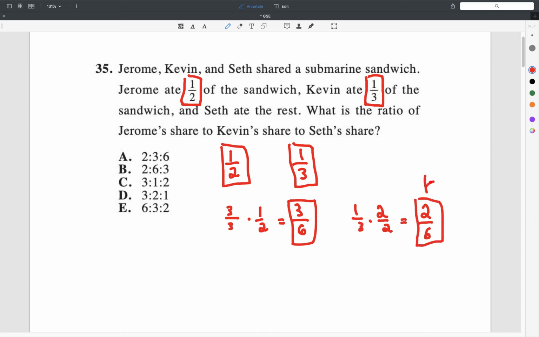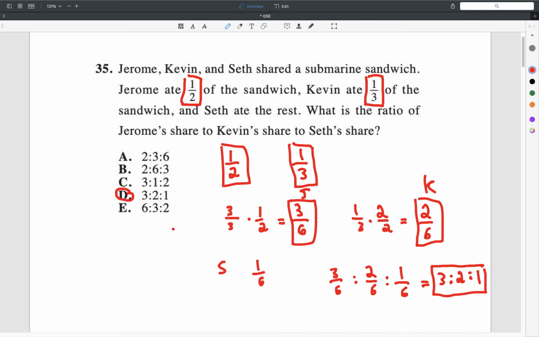That leaves us with Seth, who would have had the remaining part, and that's going to be just 1/6 of the sandwich. And if we're going to compare the ratios, we can just do it's 3/6 to 2/6 to 1/6, and that just simplifies to the answer we got before, which is 3 to 2 to 1. Okay, so again, that's a little bit more abstract in a way than just giving yourself an example, but if you're comfortable with that, then that is totally fine.